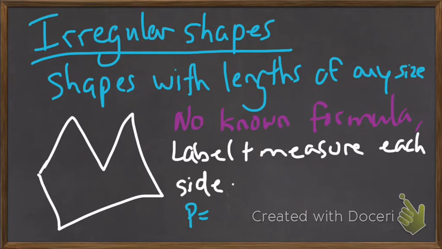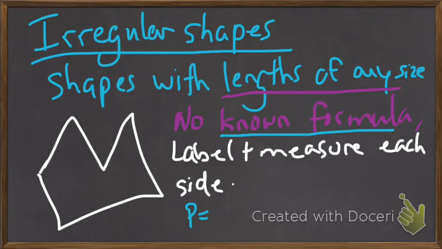We will often have irregular shapes. In the last video I left you with a little challenge. It was a specific logo from a company you may know, and in order to find the perimeter of that, there's no known formula for it, so we'd have to just measure all the sides and add them together. Irregular shapes are shapes with sides of any size, and because of that, there's no known formula for them.